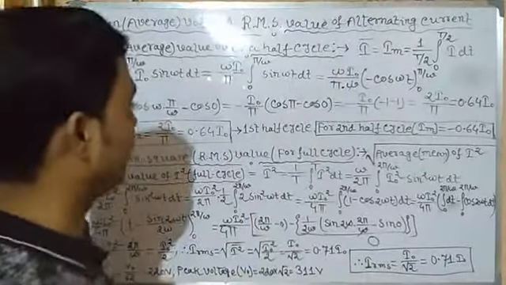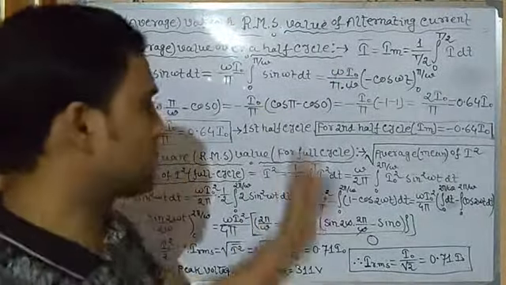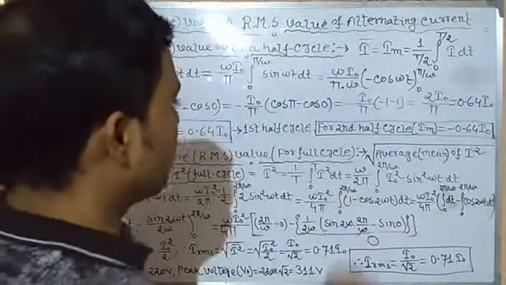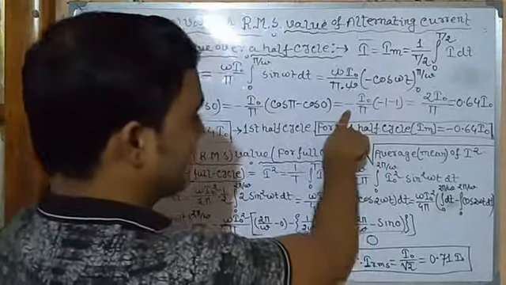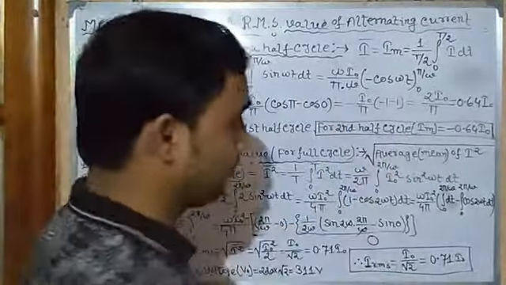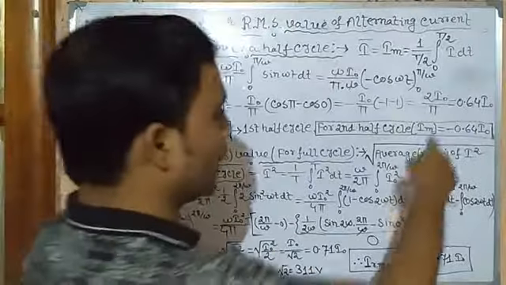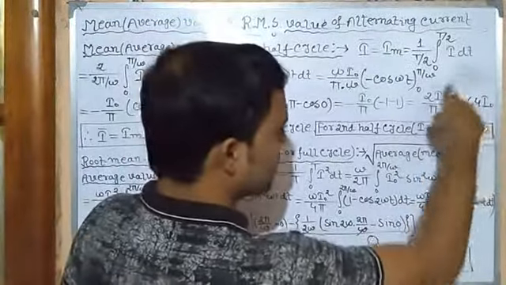Minus I0 by pi. Now we all know that the value of cos pi is minus 1, and cos 0 is 1. So minus 1 minus 1 is minus 2. Again the minus goes outside, so twice I0 by pi. If we put the value of pi, that is 22 by 7 or 3.14, we will get the value 0.64 I0.